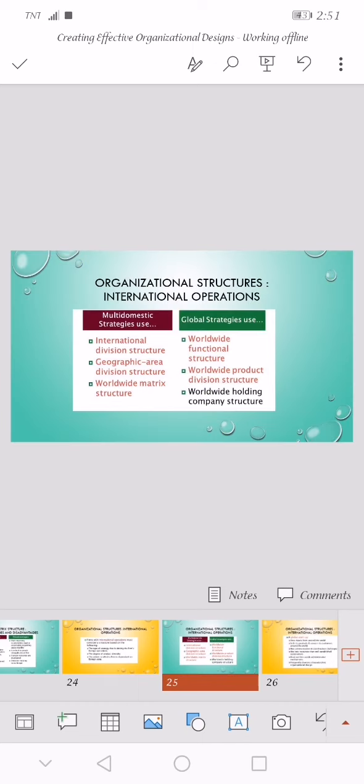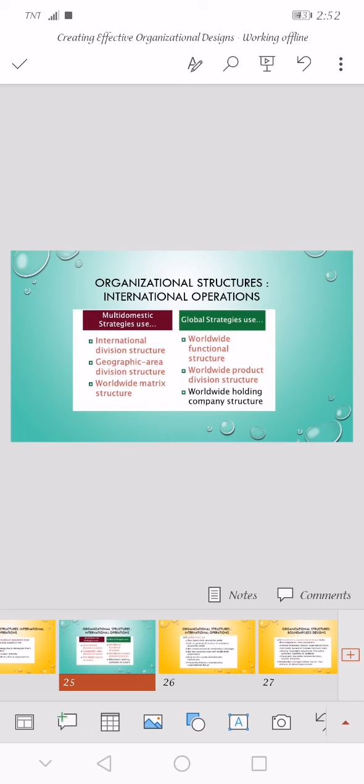Organizational structures, international operations. Multi-domestic strategies use: first, international division structure; second, geographic area division structure; third, worldwide matrix structure. Global strategies use: first, worldwide functional structure; second, worldwide product division structure; third, worldwide holding company structure.